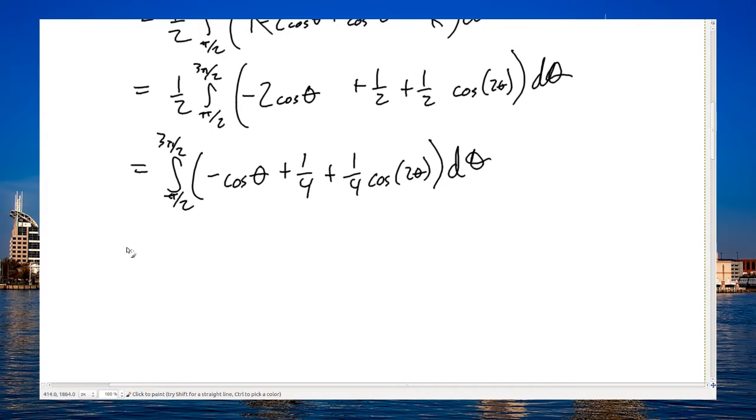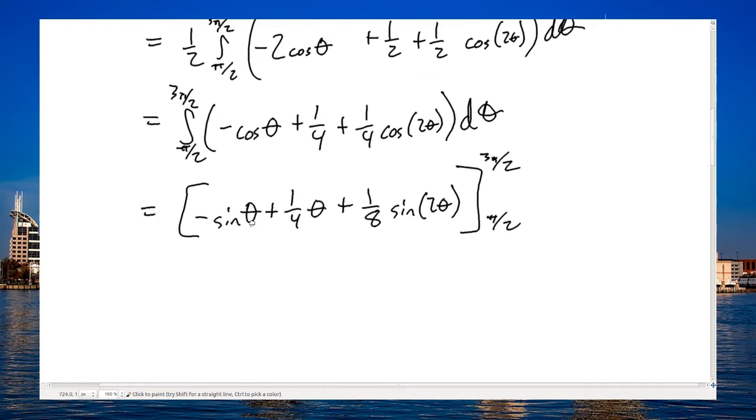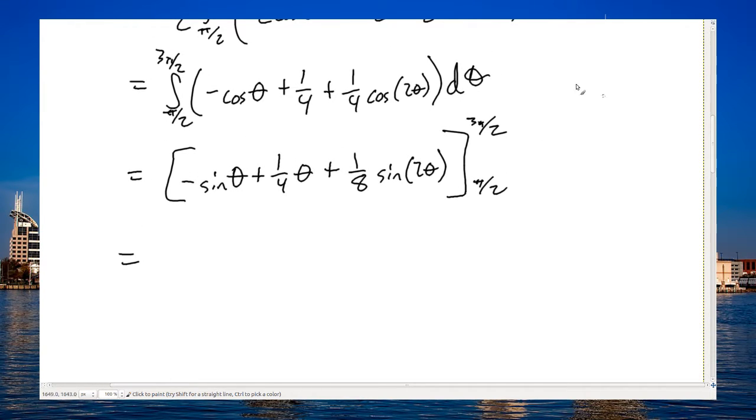Okay, now I integrate and I get negative sine of theta, 1/4 theta, and let's think about this for a second. It's going to be 1/8 sine of 2 theta, because that 2 will pop out, cancel with the 8 to get 1/4. That's from pi over 2 to 3 pi over 2. I'll plug in top minus the bottom. Plug in the top. Let's go ahead and write it all out.